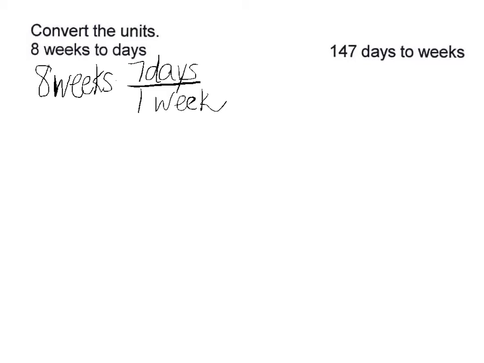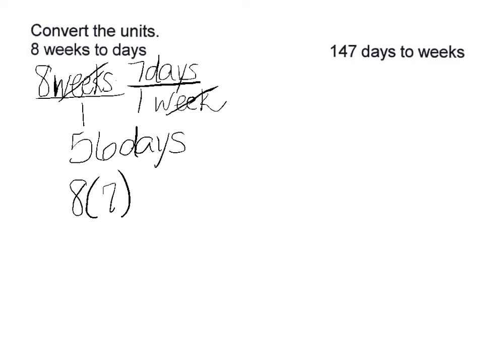Now we need to figure out how to multiply that. And remember, this is just a fraction. So we can multiply across. And what happens is these labels here, these weeks cancel. So multiplying across, we get 56 days. Now, do you need the words? No. If you know that you just take 8 times 7 and you get 56, I'm fine with that. Just go ahead and make a label for me, okay?